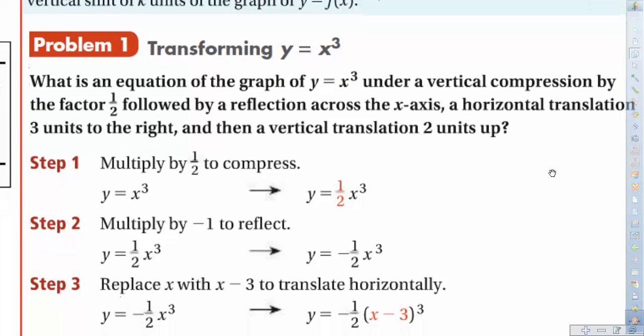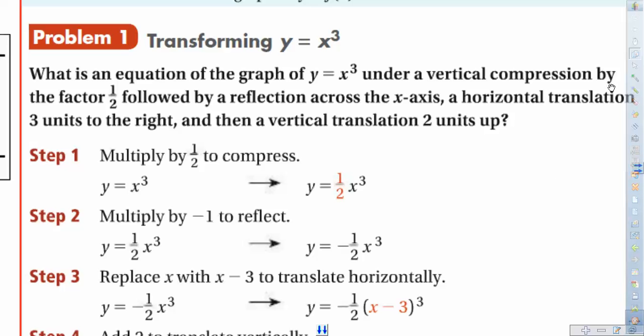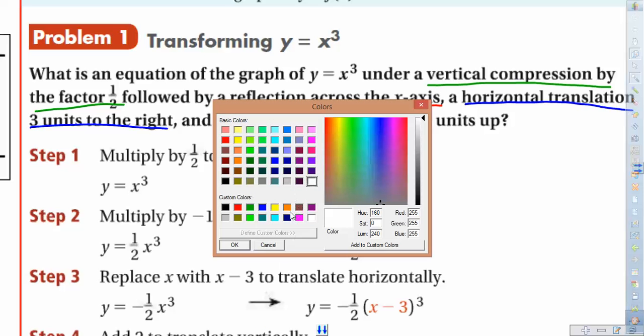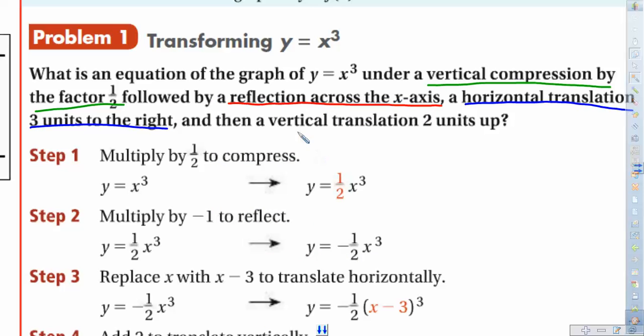So when you're transforming other functions besides quadratics or absolute value functions, like a cubic function, we're going to do the same thing. Let's study this question. They want us to do a vertical compression by a factor of a half, then a reflection across the x-axis, then a horizontal translation 3 units to the right, and then a vertical translation 2 units up.